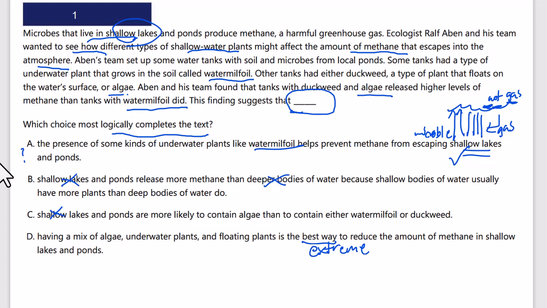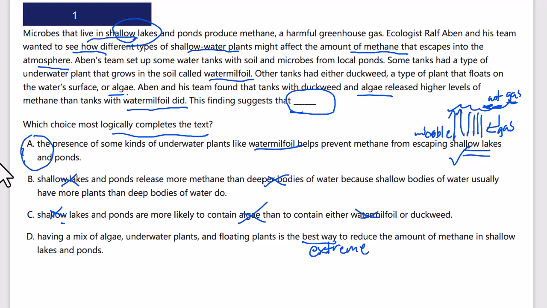This team set up some water tanks, soil, from local ponds. Some tanks had a type of underwater plant that grows in the soil. That's the milfoil. Other tanks had a type of plant that floats on the surface. Okay, so it really didn't say anything about shallow versus deep. Shallow lakes and ponds are more likely to contain algae than to contain, no, never said one's more likely than the other. A is going to be our correct answer.